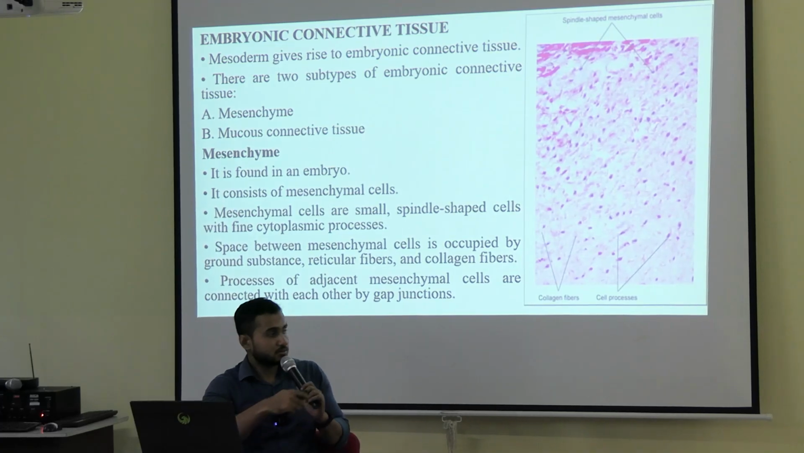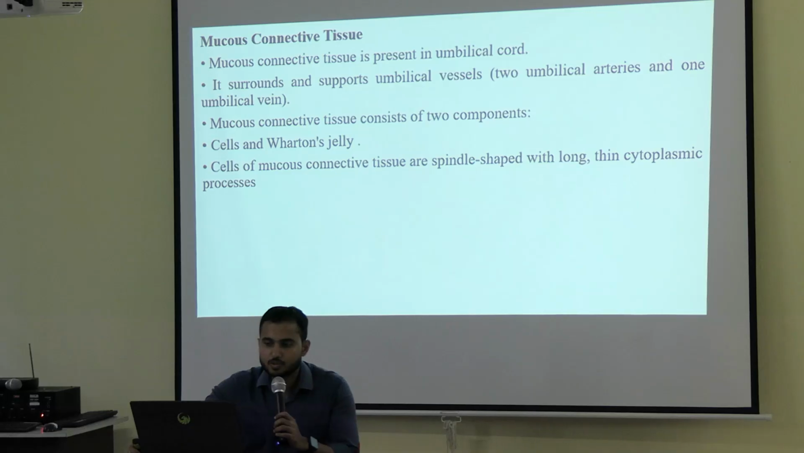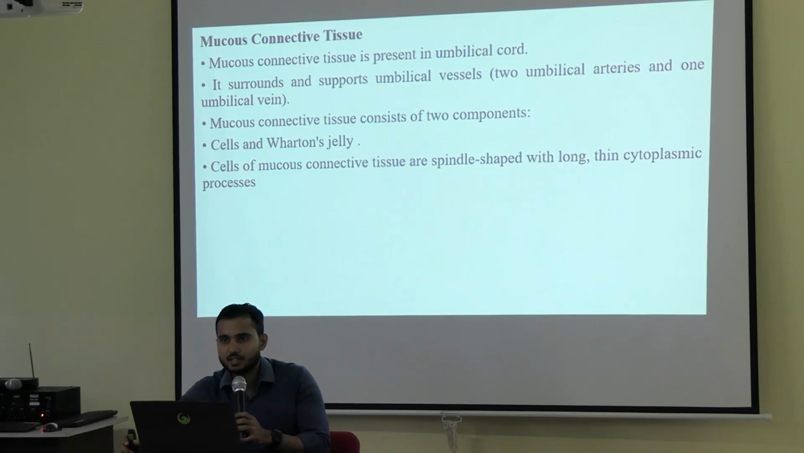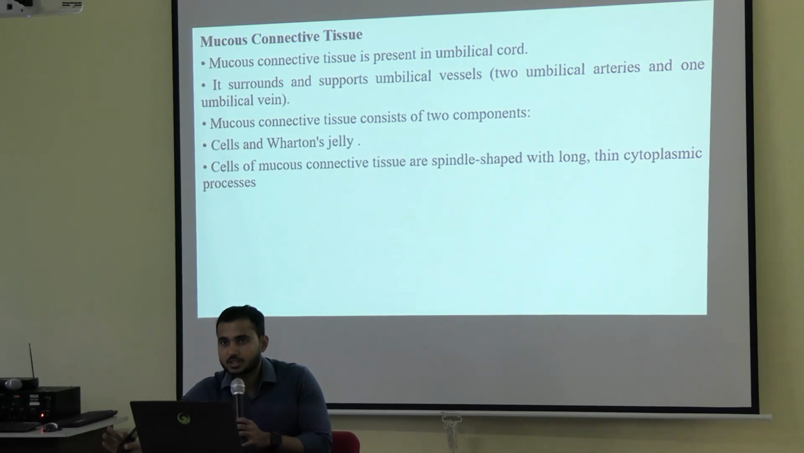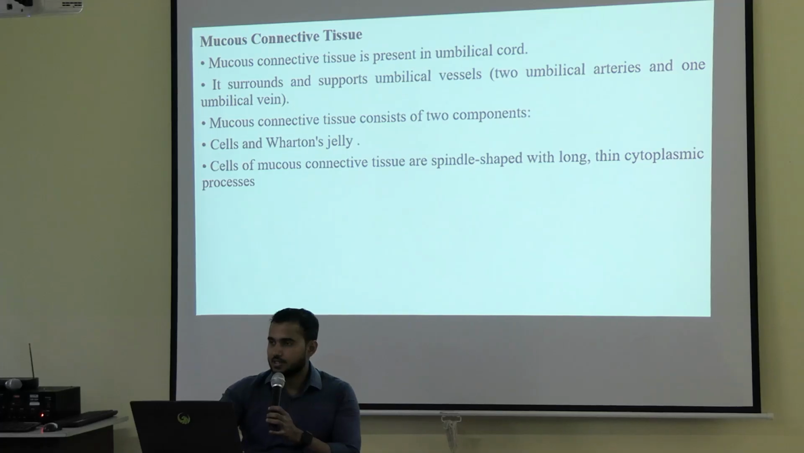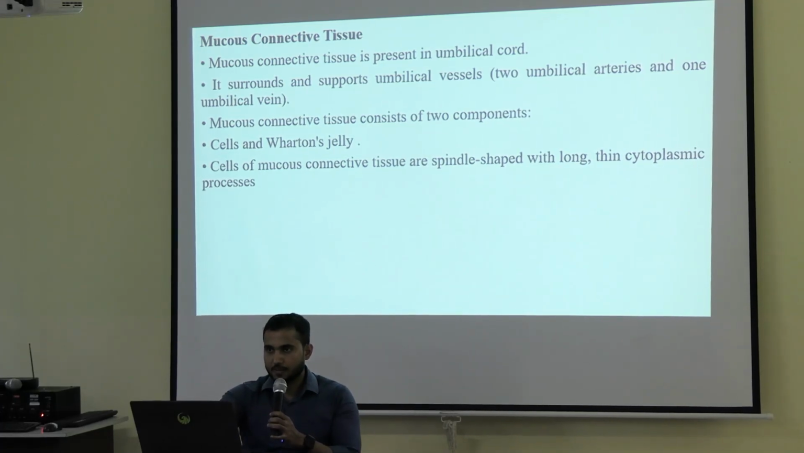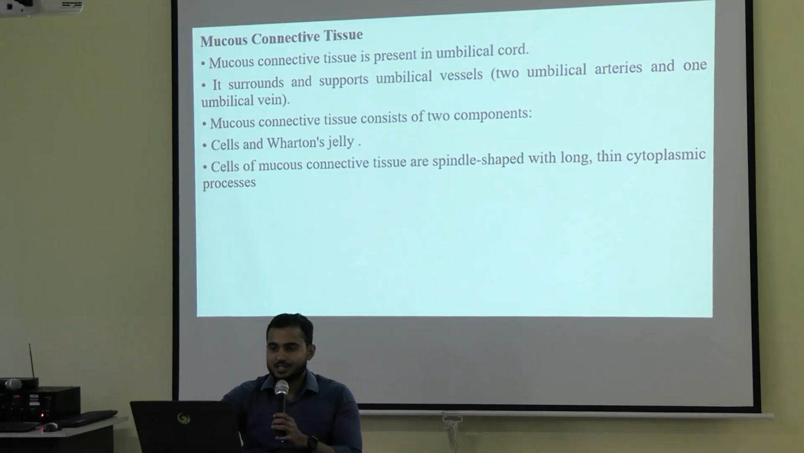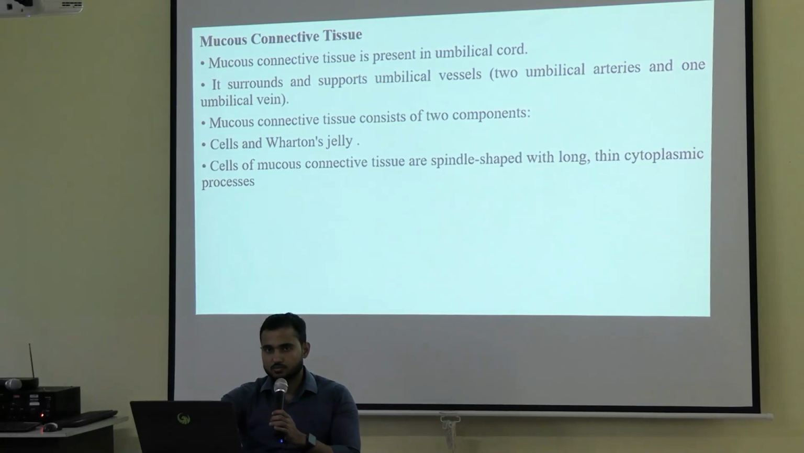Next thing is the mucous connective tissue. So where is mucous connective tissue found? Inside the umbilical cord. It surrounds and supports the structures present in the umbilical cord. So what is present in the umbilical cord? Mainly two umbilical arteries and one umbilical vein are present. Okay, and around that a gel-like component is present, that is called Wharton's jelly.